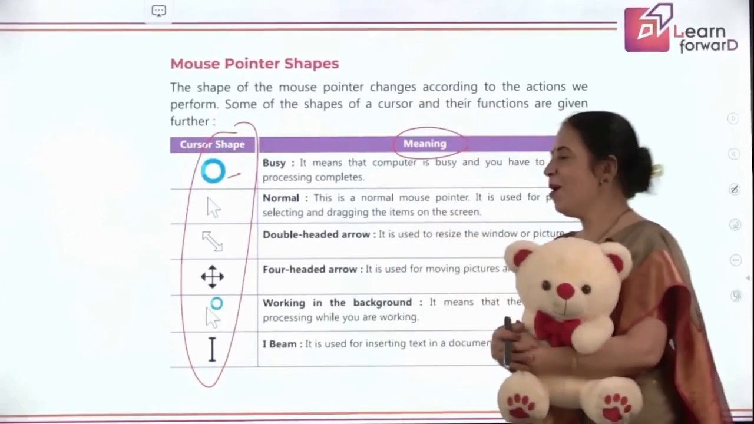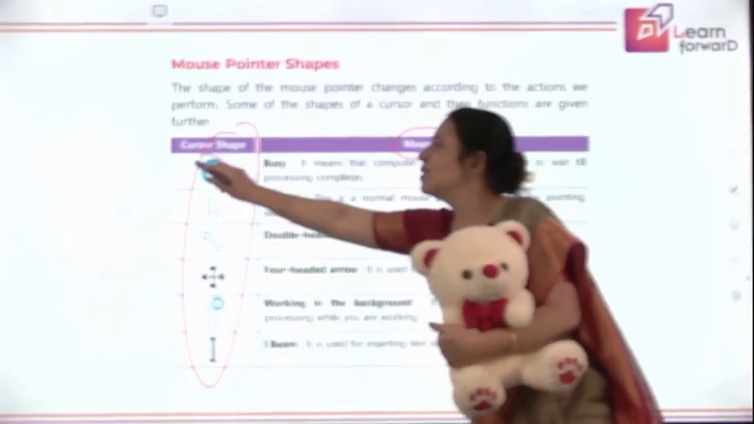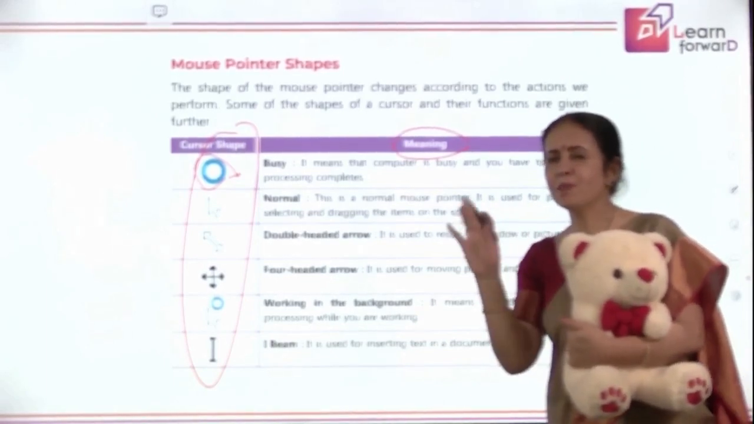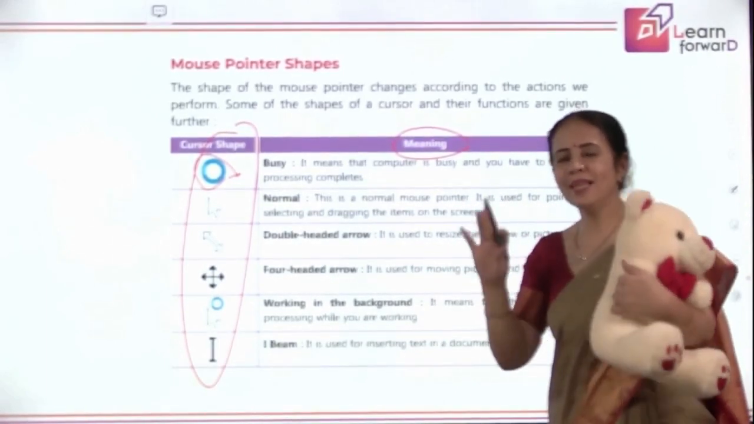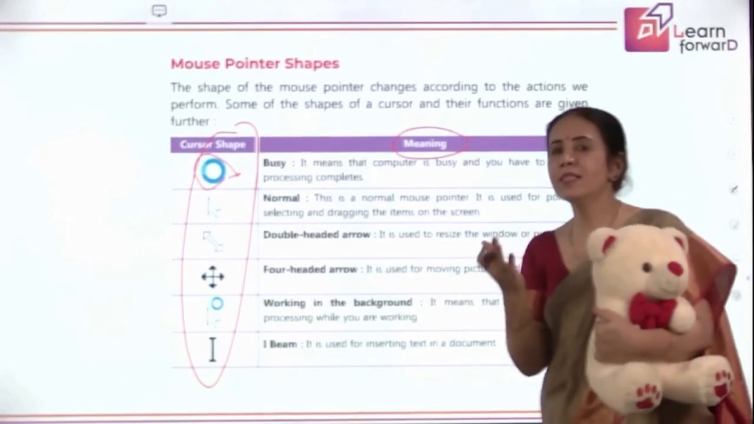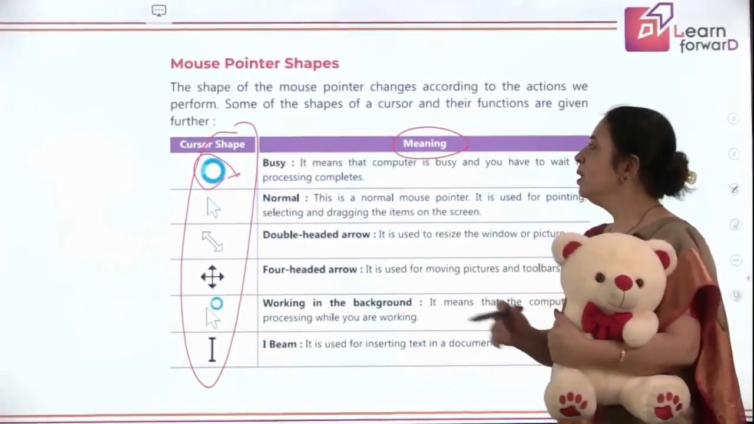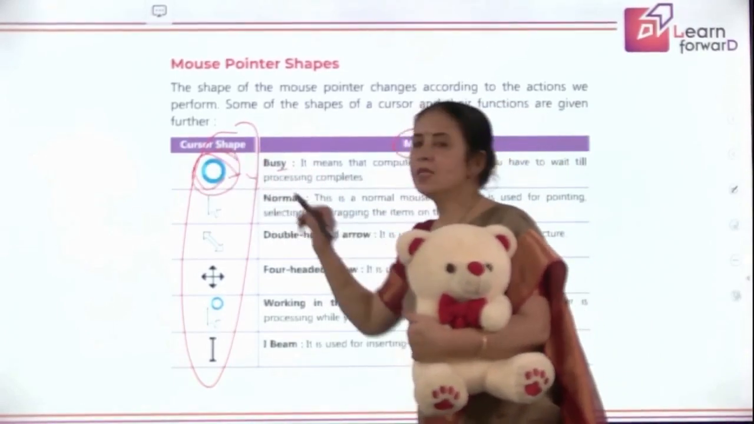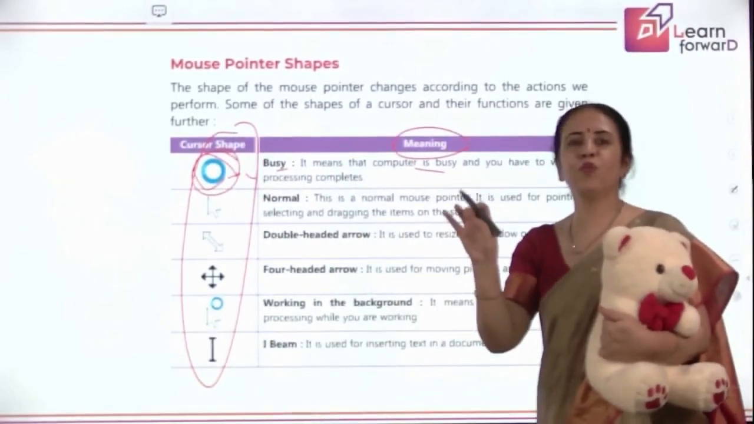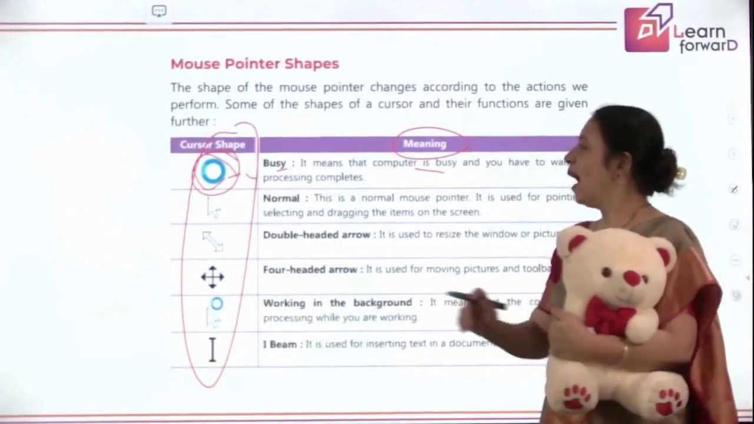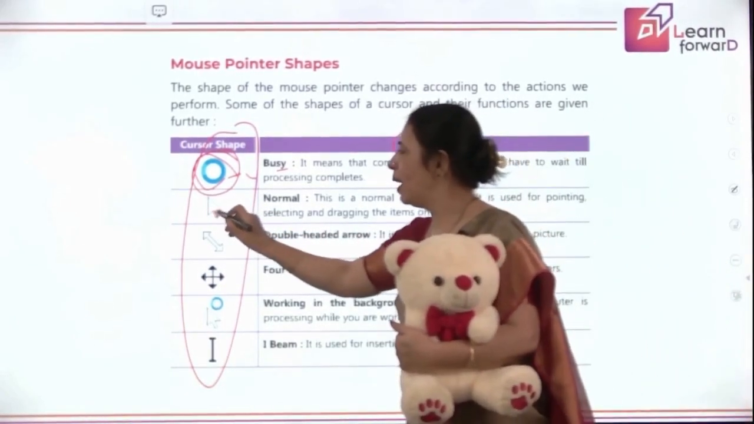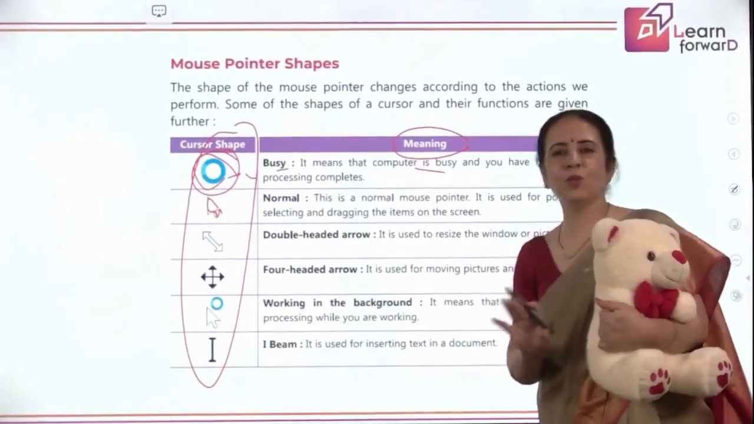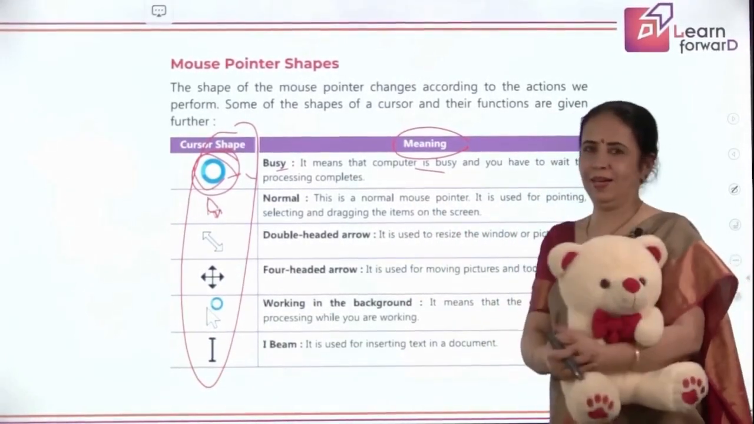Here we go. And the first one is the circular blue color shape that shows your computer is busy doing something. So let's wait for a while and see its work to be completed. So that means whenever you get this image, you have to just wait for a few moments, right? And this is a very normal arrow pointer. This is a normal pointer of the mouse which shows you can easily move it and work with it.